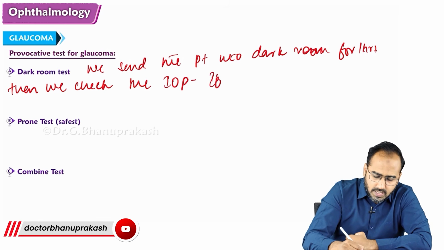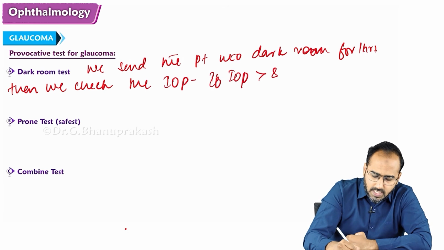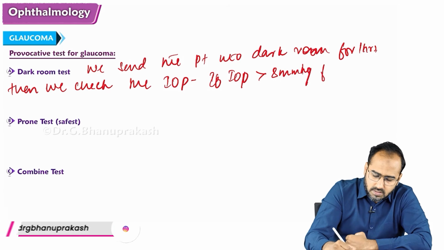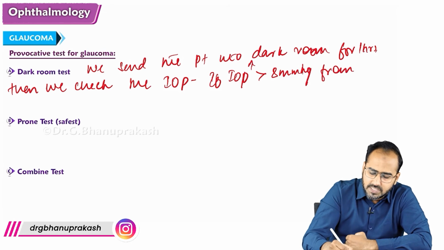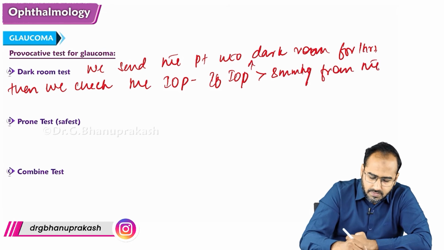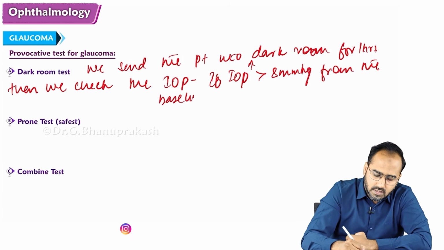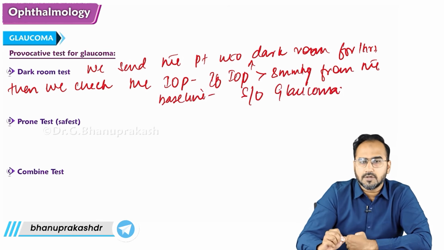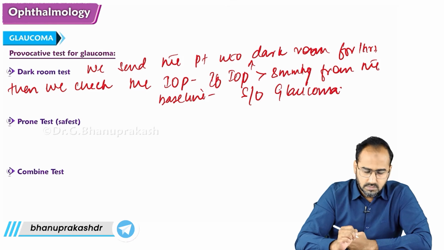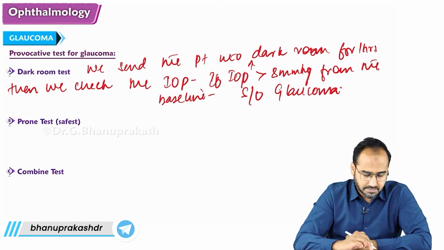If the intraocular pressure increases more than 8 mm of Hg from the baseline, then it is suggestive of glaucoma. That is the dark room test.